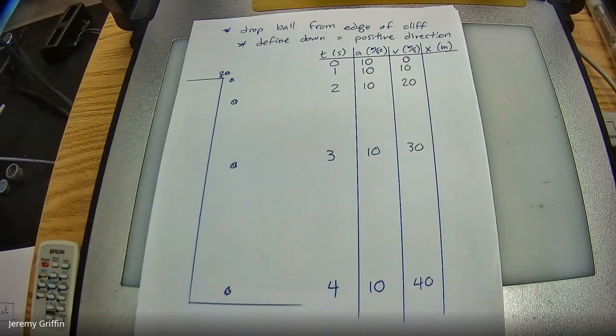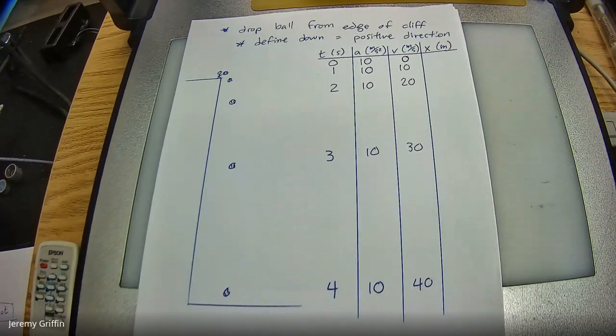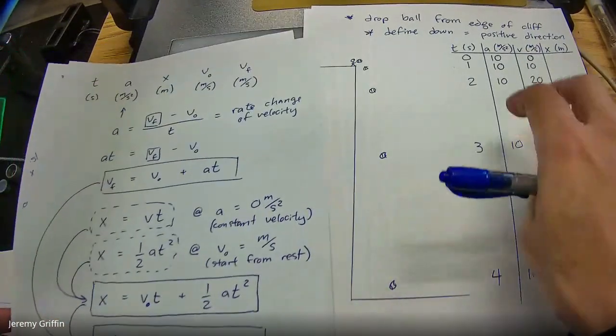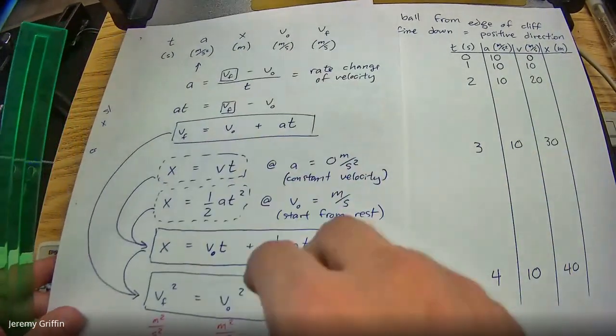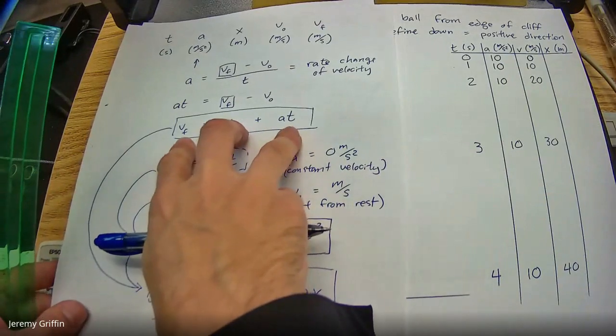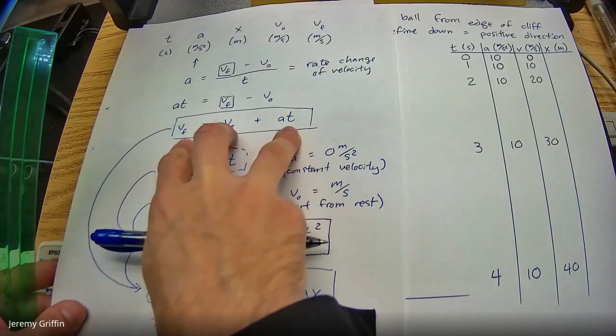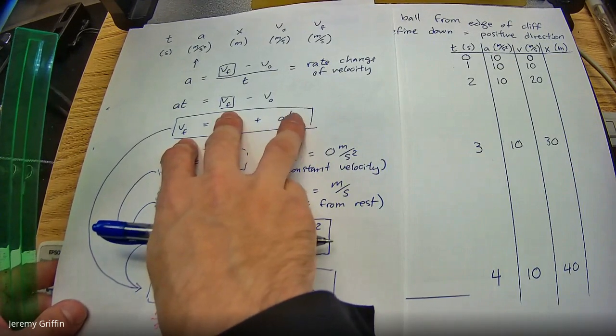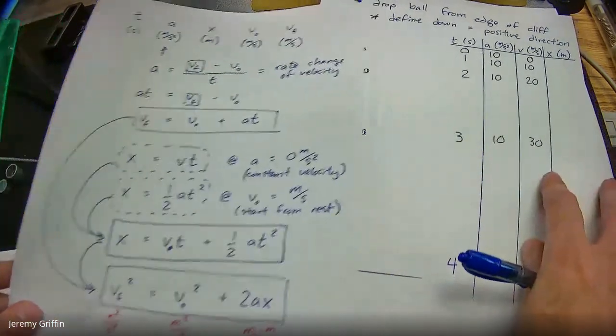Okay. You know what? That looks a lot like, this table is related to these equations, related to some graphs we're about to draw. Okay, you guys remember this one right here? If you start from rest, it's not just zero. It's a times t, 10 times t, going along, 10, 20, 30, 40.